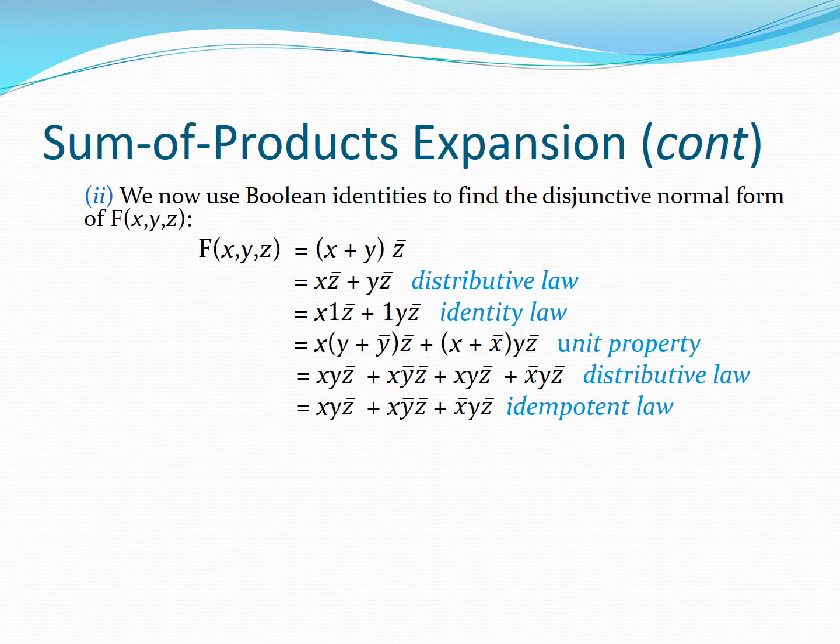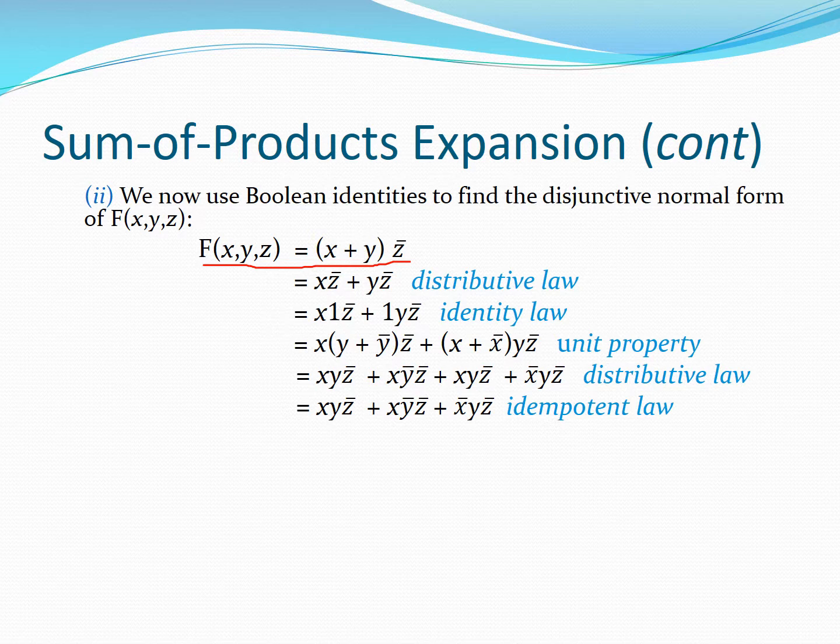Alright, so there is yet another way to find the sum of products expansion given a function. So this was the function that was given to us. And this way is to use the Boolean identities that we looked at a couple of slides back. There was a whole set of identities listed in a table, right? So we're going to use some of those identities to come up with the sum of products expansion. Alright, so how do we do that?